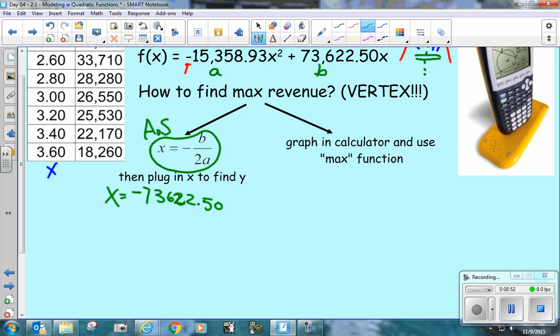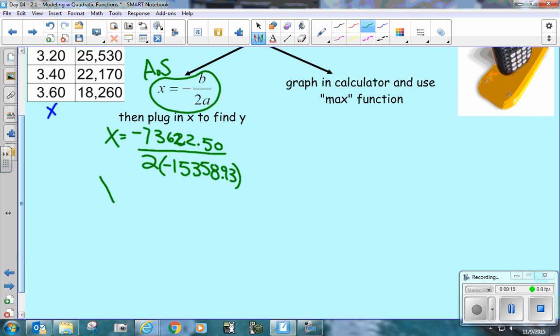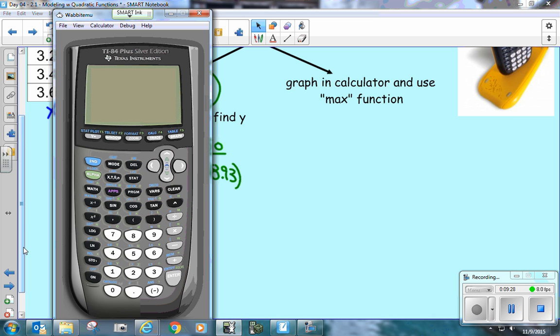All right, we divide that by 2 times my a value. Don't forget, the negative is included in the a value. So it's times negative 15,358.93. Put that in your calculator and give me 3 decimal places, and then we'll round it to 2. You know what I'm talking about? Yeah. So my x value is approximately, give me 3 decimal places, just cut it off. In fact, I'll do this up here with you to see if you get the same thing I get.